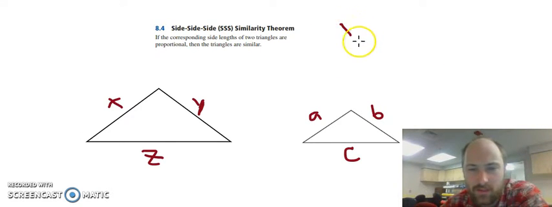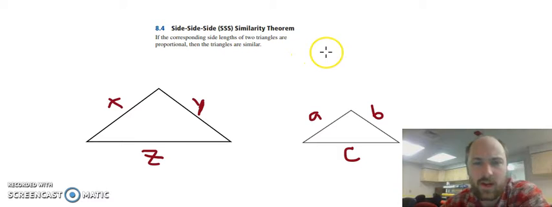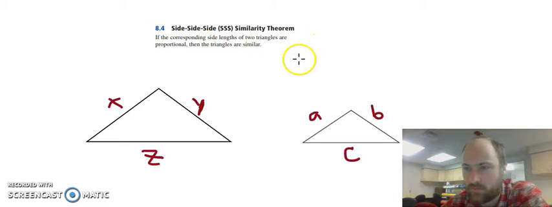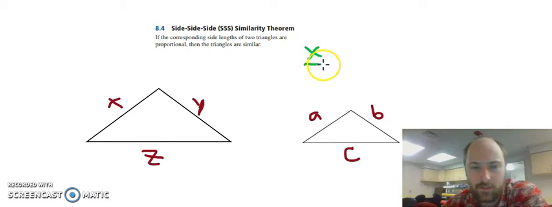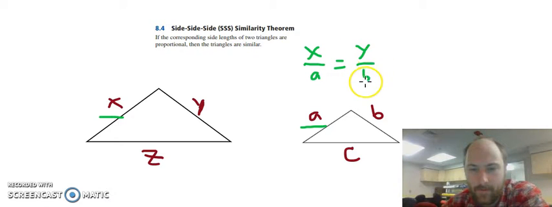So if we said x, let's change our color. Erase that. Let's go green. I like green. So if we said x, oh, green didn't show up. Where are you, green? Oh, it's because I have the eraser still. x divided by a, because x and a are corresponding sides. I hope everyone can see that. x corresponds to a. That should be equal to y over b, which should be equal to z over c.